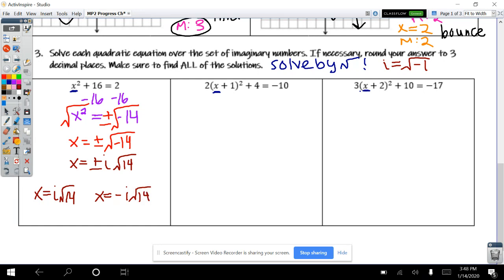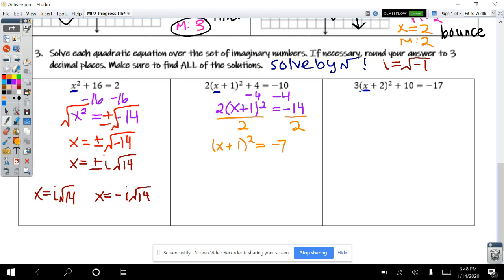All right, second one. So I have 2 times (x plus 1) squared plus 4 equals -10. Again here, if you see an addition or subtraction by itself on the end, you want to get rid of that first. So get rid of what's farthest from x. So I'm going to subtract 4 first. And then you're left with 2 times (x plus 1) squared equals -14. Now I can't take the square root yet because I still have this 2 on the outside I need to get rid of. And I can do that by dividing both sides by 2. So we get (x plus 1) squared equals -7.